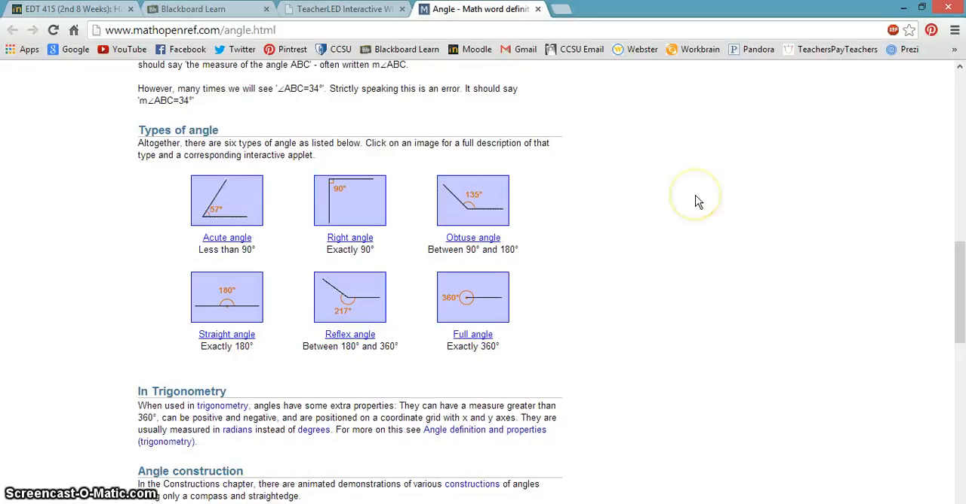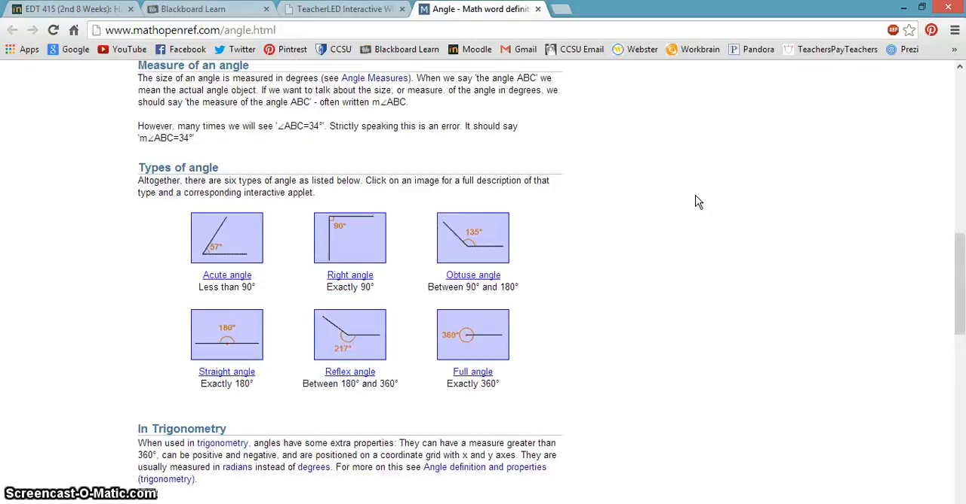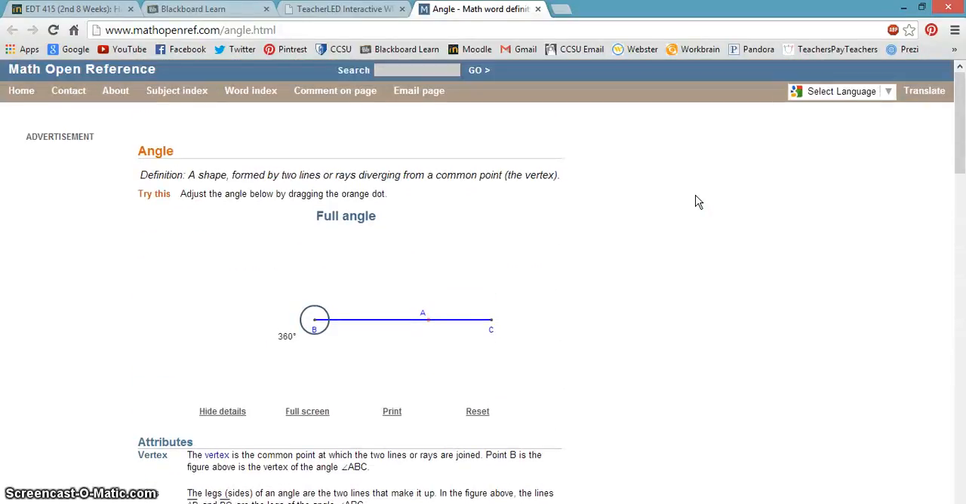I feel like this website can be really helpful to younger students because they can read about what they're learning about. They get to move what they're learning about, which a lot of students like to be able to manipulate things in order to learn exactly what they're being taught.